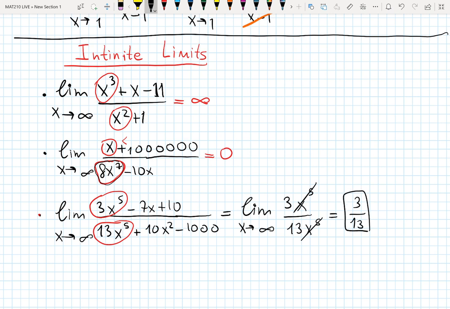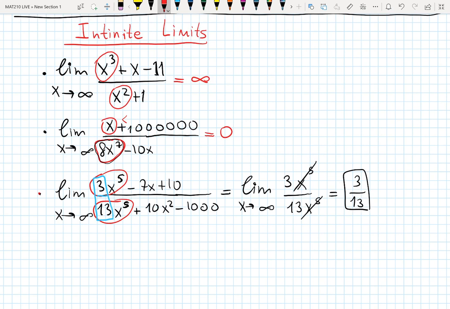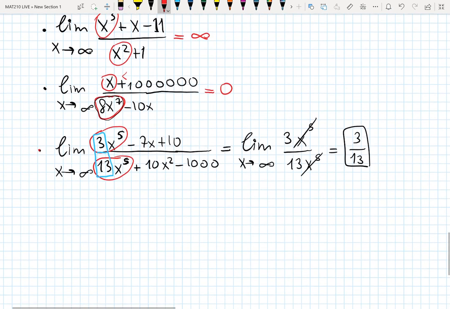That makes sense. If the explosion at the bottom and the top have the same rates, then the answer will be the ratio of the leading coefficients. Basically, the first one explodes with the rate 3, the second one explodes with the rate 13, so the total explodes with the rate 3 over 13. Done. Hopefully now you can successfully do these problems on a test.